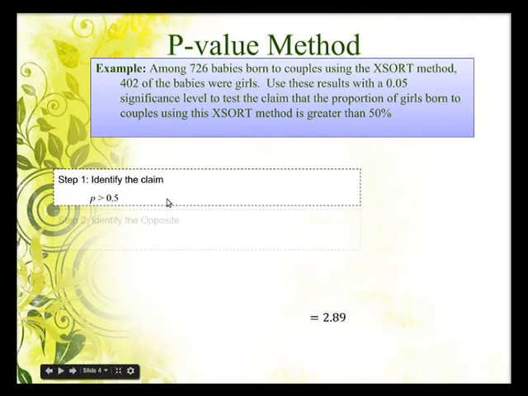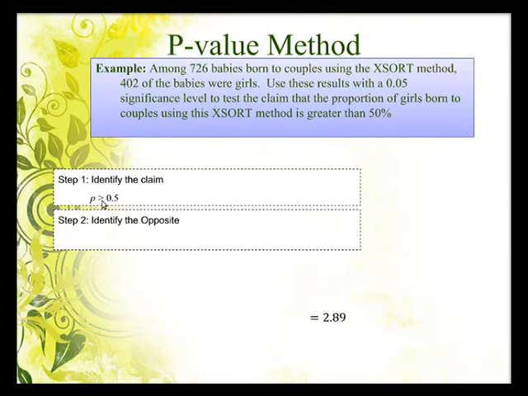Step 2 then is to identify the opposite. If our claim was greater than, the opposite of that is less than or equal to. So we would say P is less than or equal to 0.5.